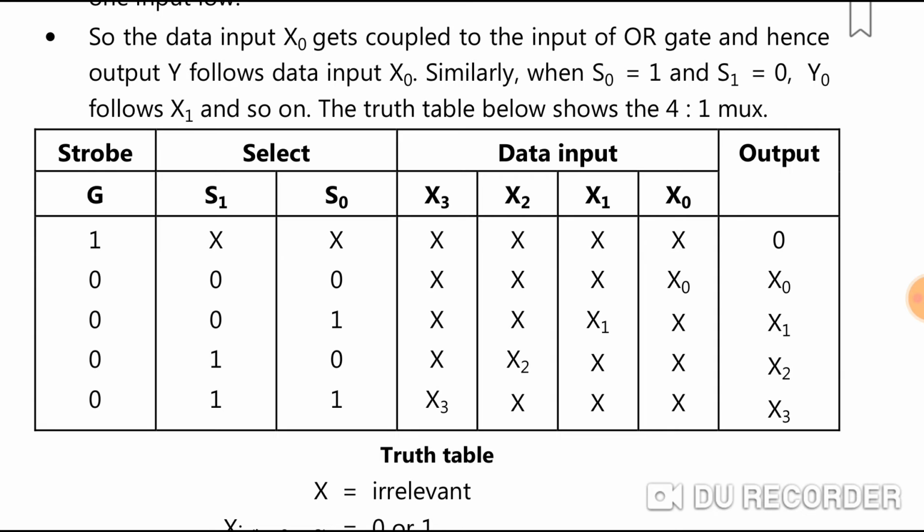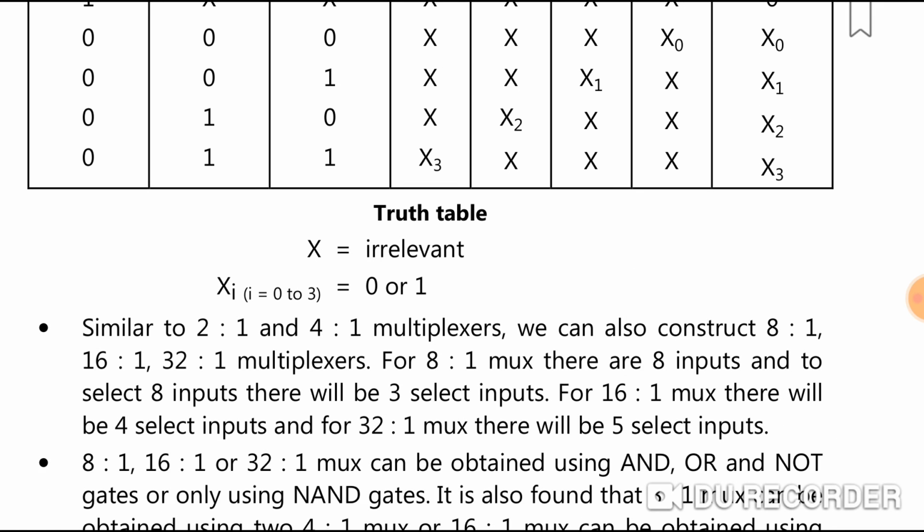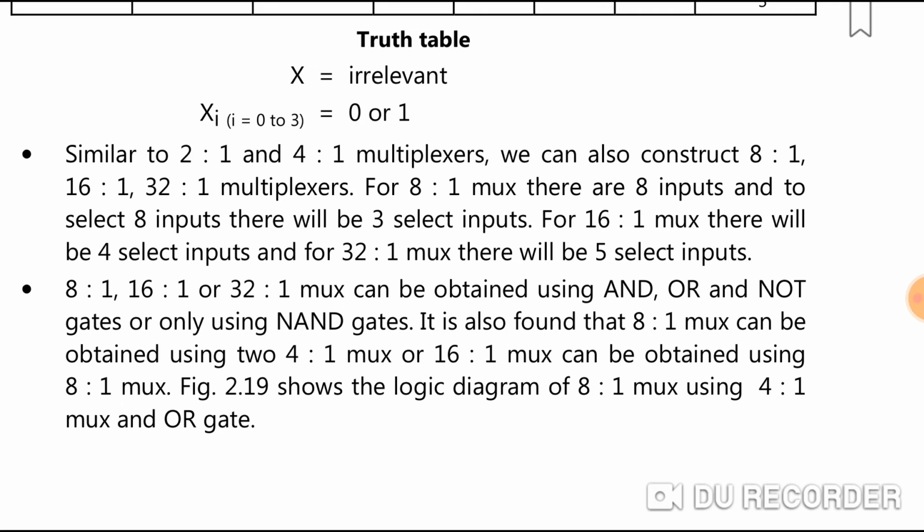Now, X is irrelevant. X means don't care condition or irrelevant, meaning X may be 0 or 1. It can take the value 0 or 1. Sometimes it is known as a don't care condition.